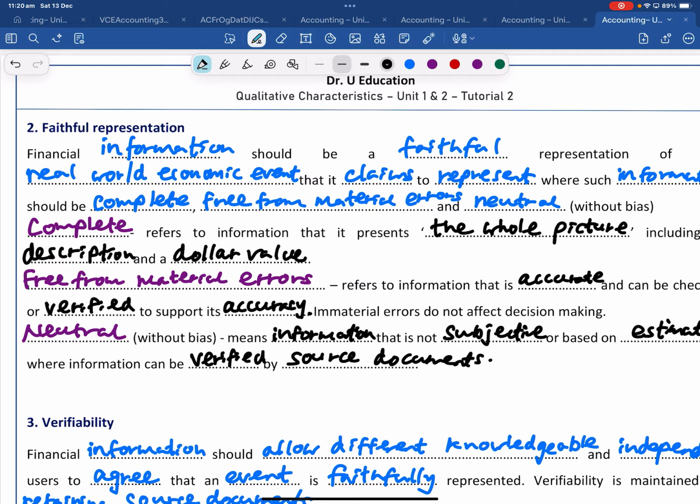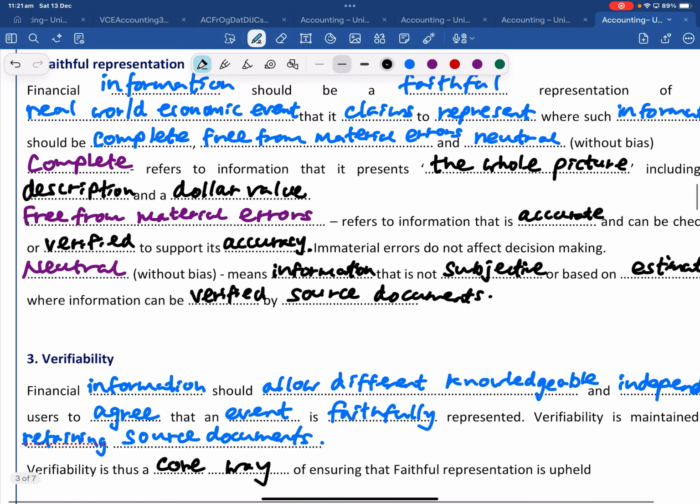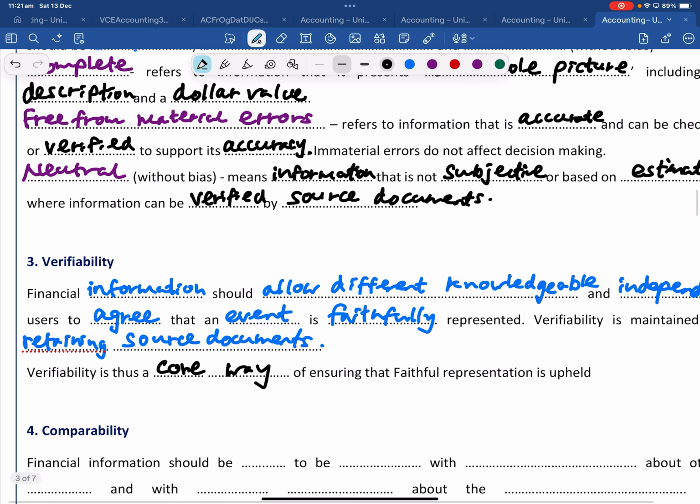Okay. So then we can't have subjective information, subject to people, right? Meaning we can't have opinions. Right? We ask how much the computer is, and the accountant says, I think it is 2,500. No, we can't say what he or she thinks. We have to say it is 2,000. That is how we can verify from the source documents. Right? They can be verified. Okay. Next one, guys. Verifiability.